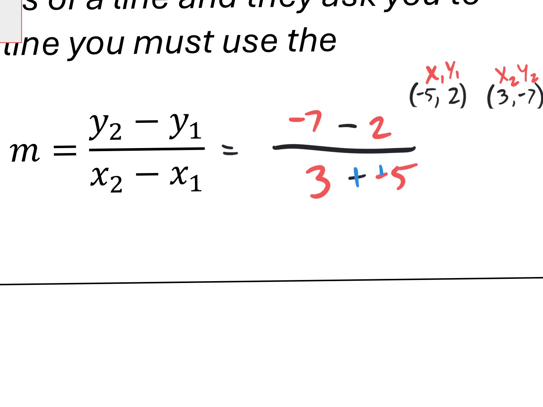A minus minus changes to plus plus. Up on top, you get a -9. On the bottom, you get a +8. That is your slope. M equals -9 over 8. What does that mean? That from one point to another, you would go down 9 units and to the right 8 units. Okay?